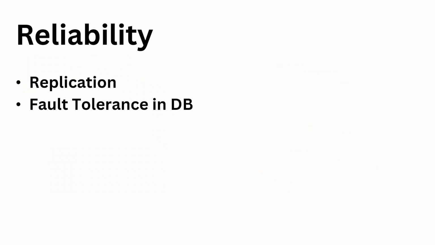Moving on to reliability. To ensure reliability, we can use data replication and fault-tolerant techniques in our database. We can also use data backup and recovery mechanisms in case of data loss. Additionally, we can use monitoring tools to detect and resolve any system failures or performance issues.